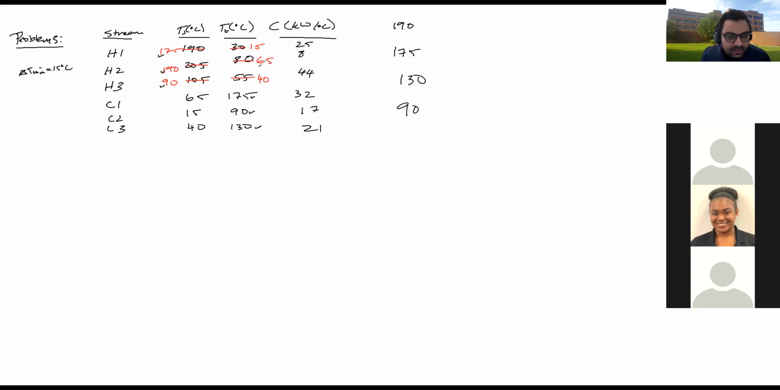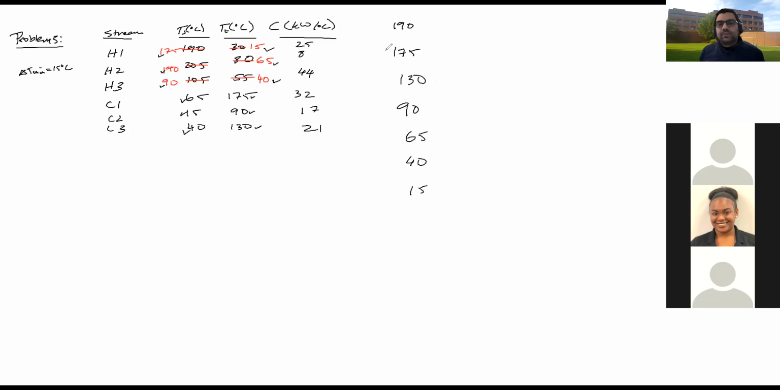Then I have 65. Then I have 40, right? And then finally 15. 50 between these two. So we didn't miss any temperatures.